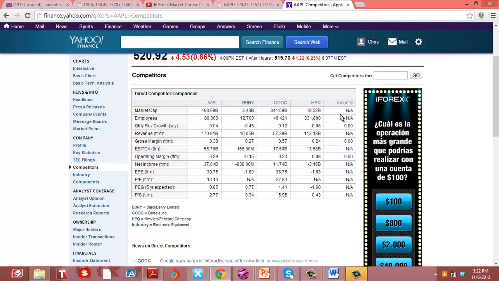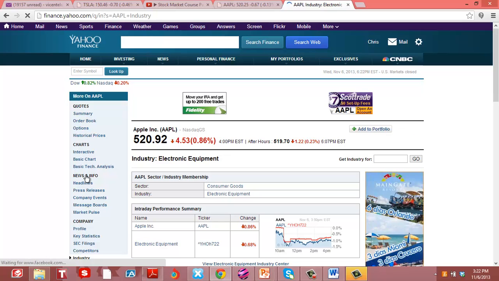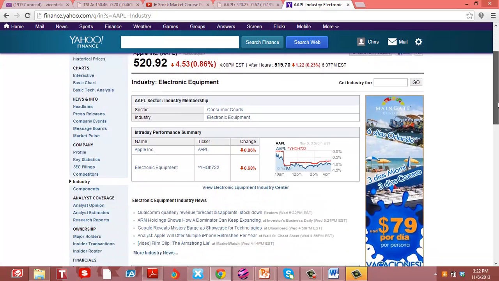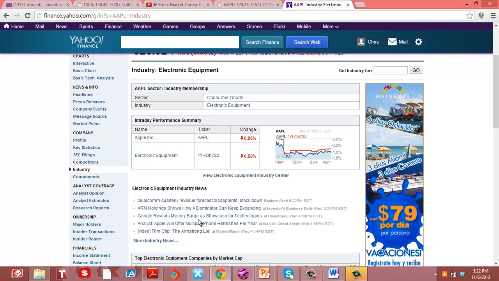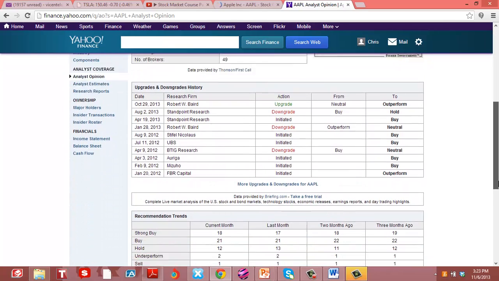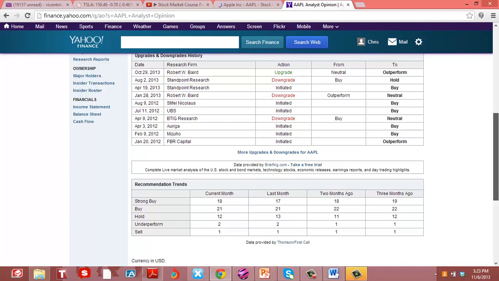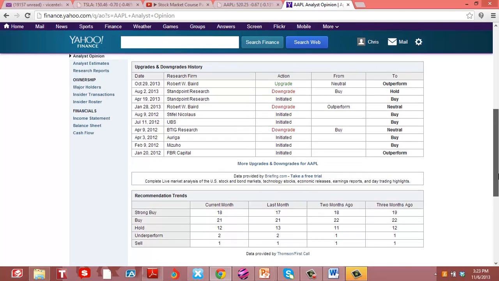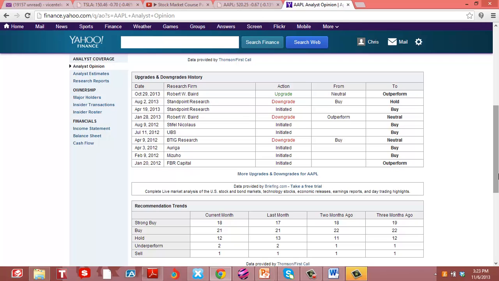Apple, BlackBerry, Hewlett-Packard. The industry, okay, and you can see it's in the consumer goods, electronic equipment industry, and you can see news about that industry. You can see the analyst opinions here. What do the analysts think that's going to come on this company? Okay, and this is good because when you get the upgrades or downgrades by these firms, it tends to move the stock.